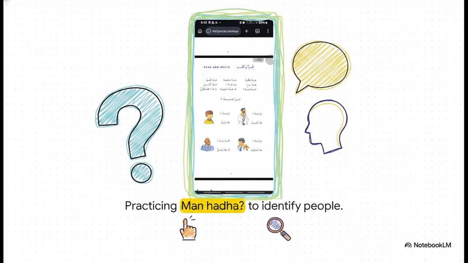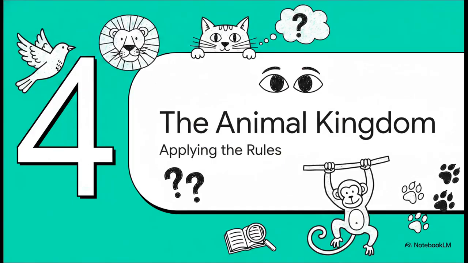And this structure lets us immediately start identifying people. Man hada, pointing to a boy. The answer, hada walad. Pointing to a doctor, man hada tabib. And for a man, hada rajul. So now we actually have two distinct conversational tracks in play. Ma for objects and man for people. Section 4, the animal kingdom, applying the rules.